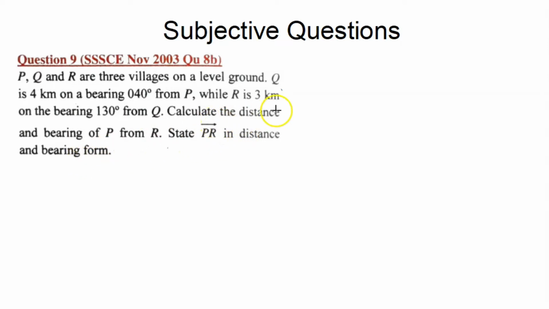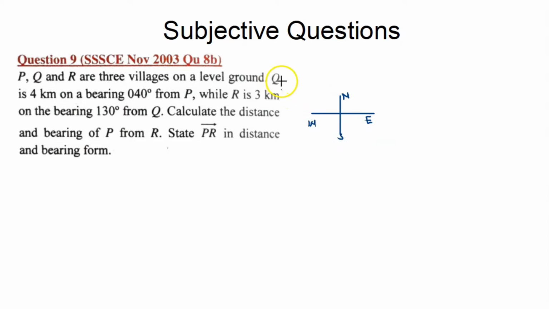So without wasting time, let's make a small sketch of the information. We are told that Q is 4 kilometers on a bearing of 040 degrees from P. Therefore, let us draw our cardinal points to show the location of P leading us to Q. That is my north to south pole, and that is my east to west pole. So I have my north here, east there, south and west there.